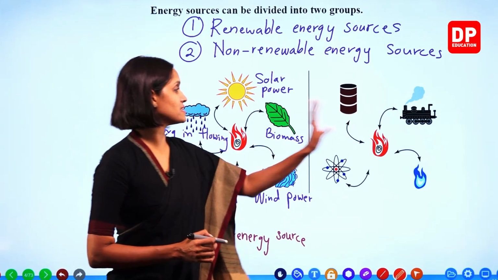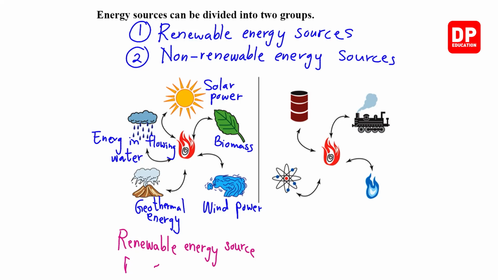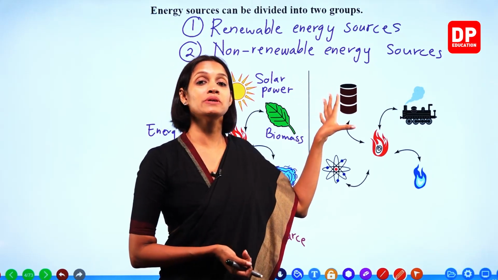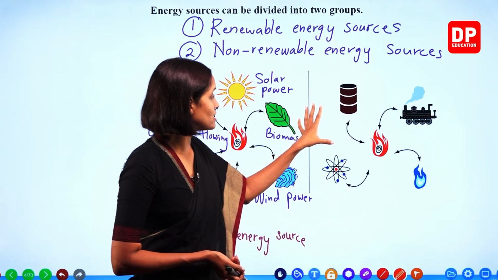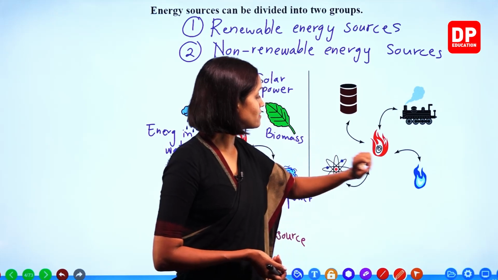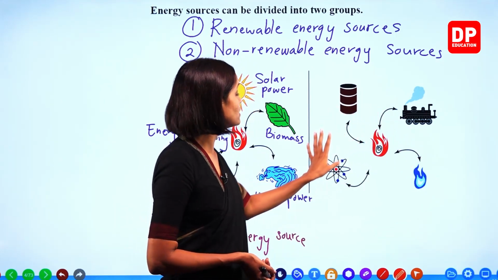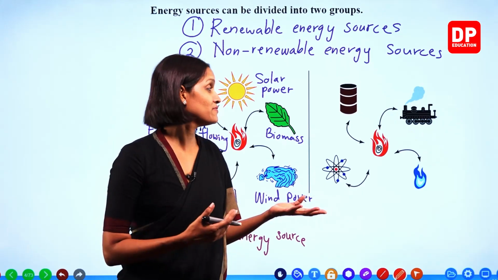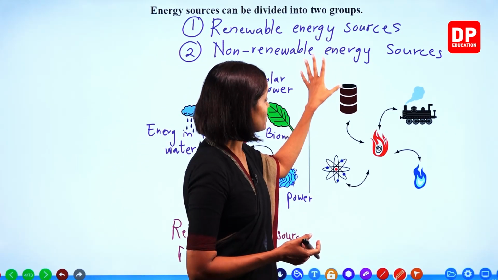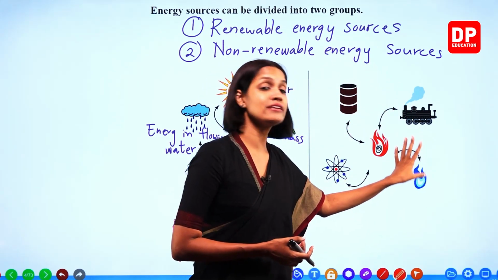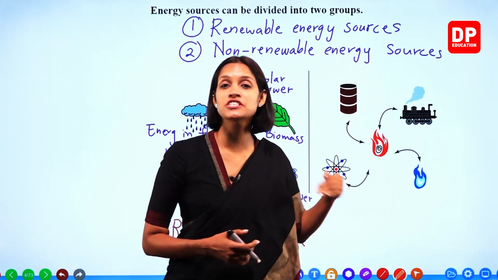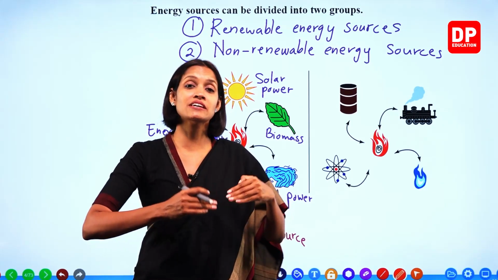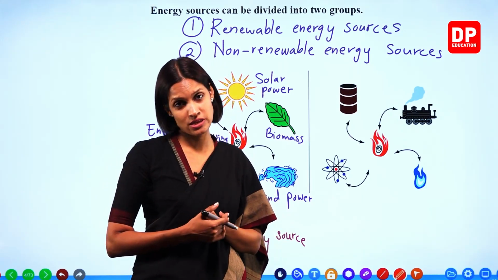Look at this side, children. Now look at this side, children. What can you see? This one we can consider as mineral oil, coal, natural gas, nuclear energy or nuclear power. Last year we learned that mineral oil, coal and natural gas come under fossil fuels. Fossil fuels are non-renewable. They take a long time period to produce.